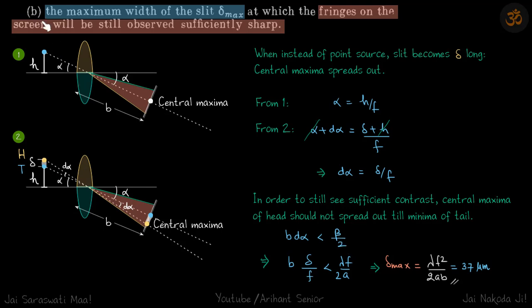And we have seen in the a part that beta is lambda f by a, and d alpha we have seen is delta by f. So this gives delta max is equal to lambda f square by 2ab. Put the values and get your answer. So this is the maximum height, you can say, or basically the length of this slit, such that you still will be able to see some contrast. Or in other words, the pattern will be sufficiently sharp.